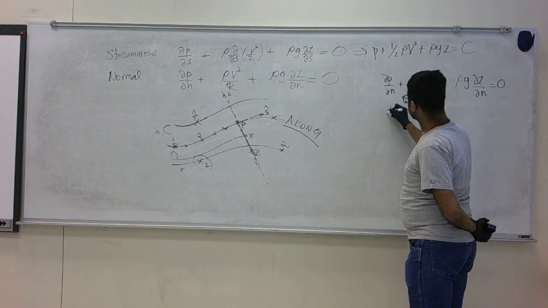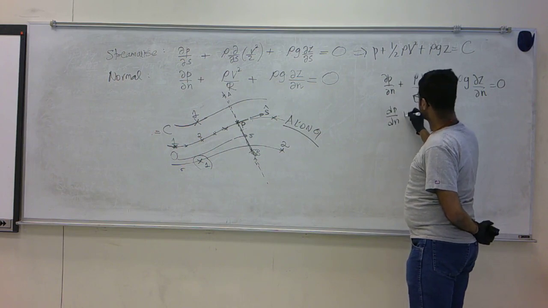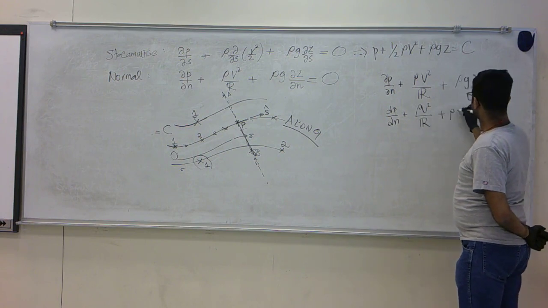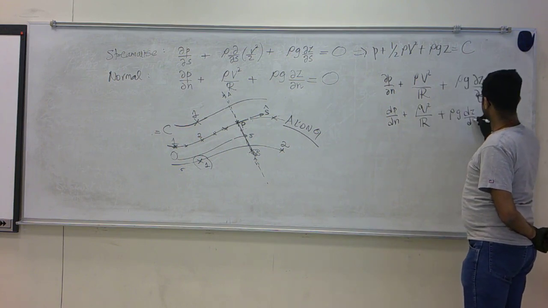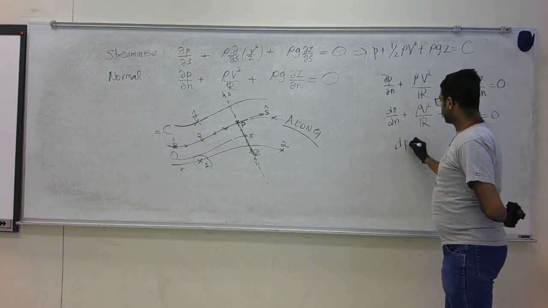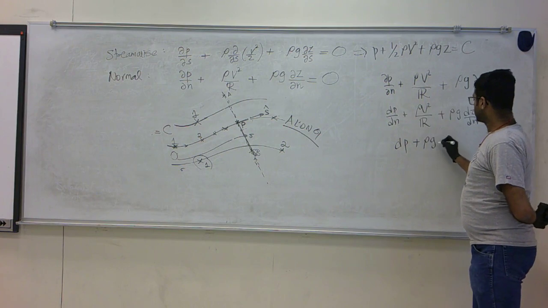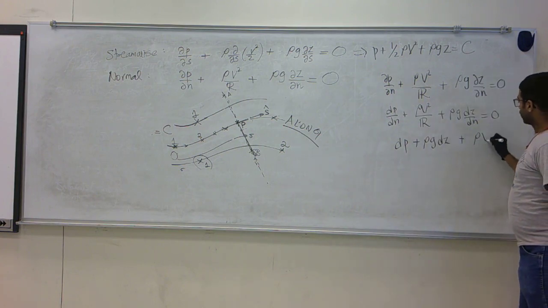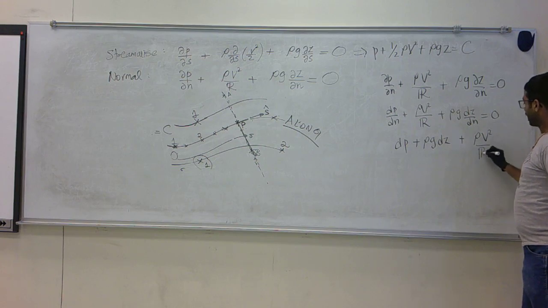I am going to write this as dp over dn plus rho v squared over r plus rho g dz over dn equals 0. If we continue with the same assumption that the density is constant, the fluid is incompressible, I have dp plus rho g dz plus rho v squared over r times dn is equal to 0.